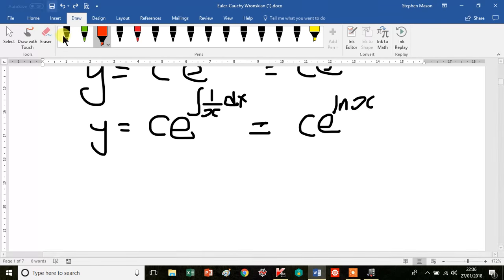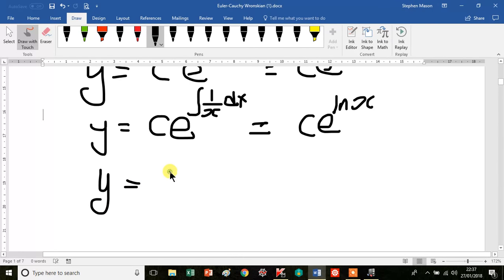So this becomes y equals c e to the, in fact, actually, I've gone a little bit ahead of myself there. That is just c x. There we are. So we've got it.